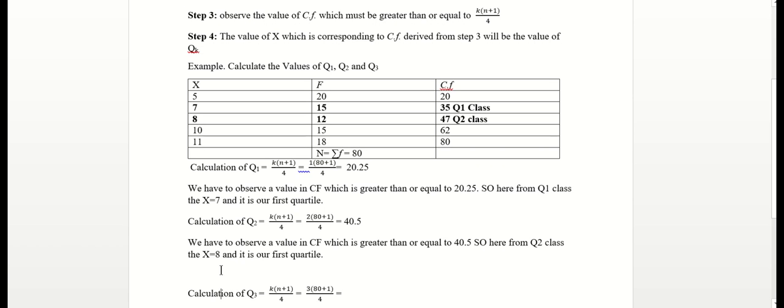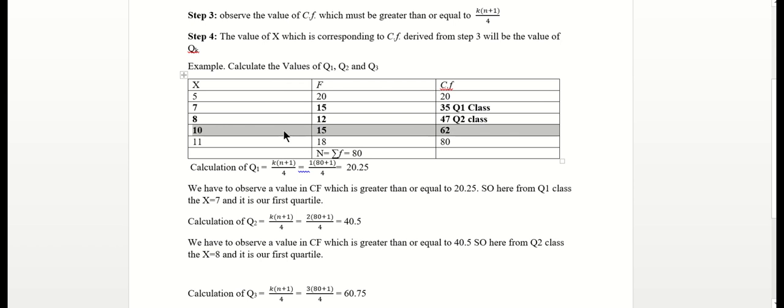Now the third one is Q3. For Q3 we will apply 3 at the place of K. So 3 into 80 plus 1 divided by 4. So 81 into 3 is 243. 243 divided by 4 is 60.75. So this is 60.75. Now we need to find a value which is greater than or equal to 60.75.